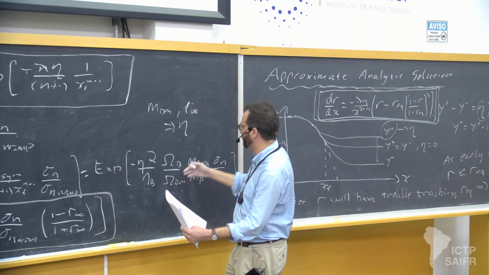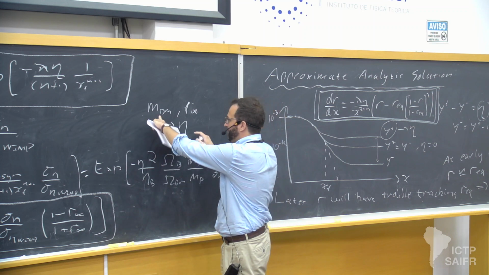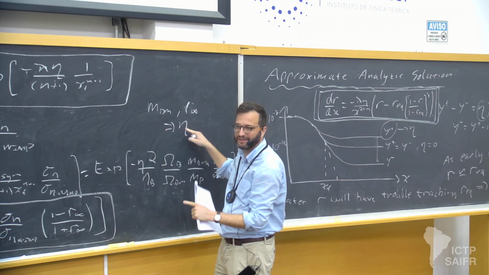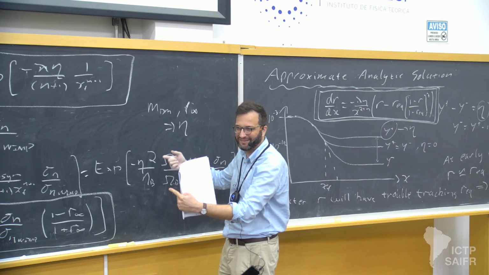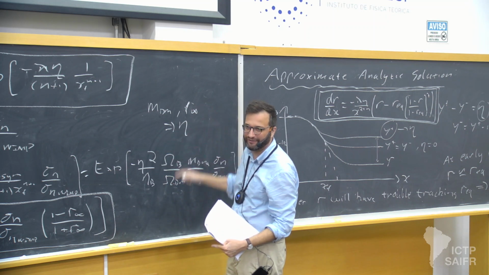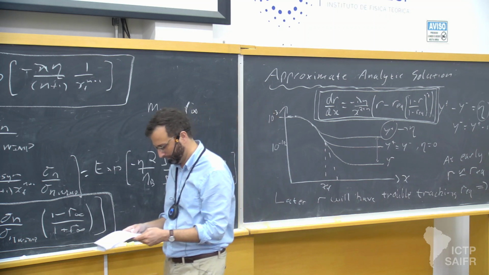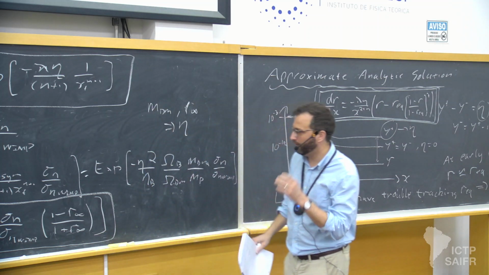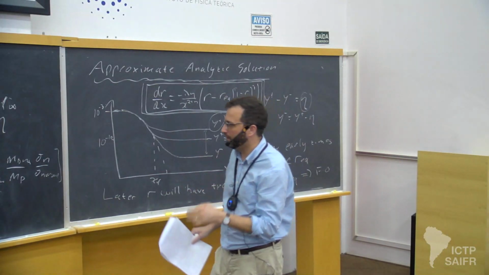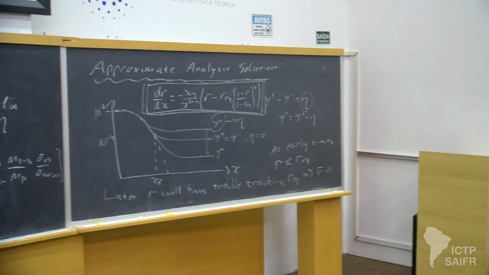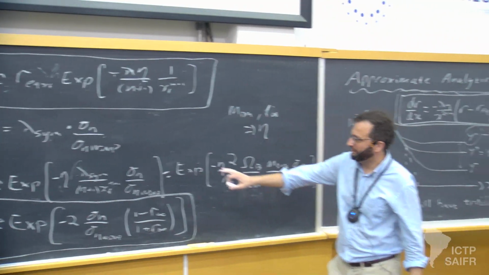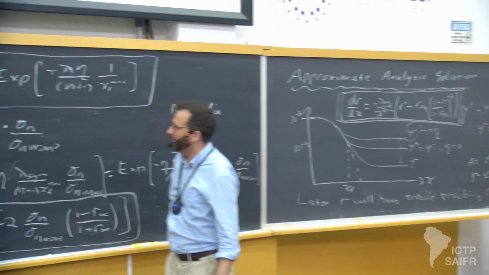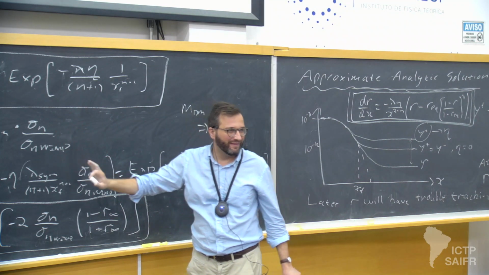Otherwise, you can also go, if you're given M dark matter and eta, to get the correct dark matter density, that fixes R infinity. Yeah. We took this to be roughly 1. Yeah.